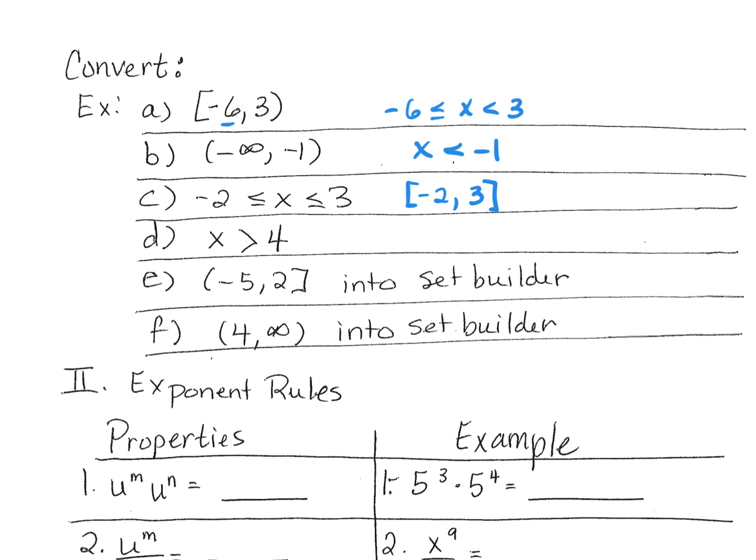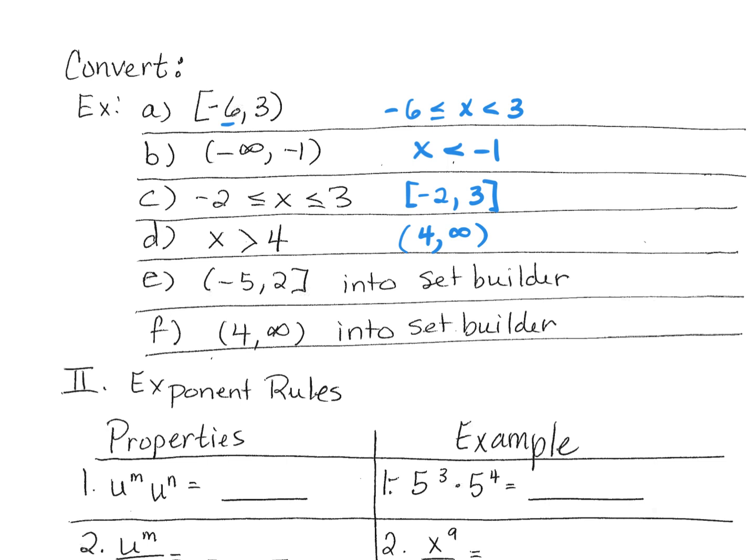Where does it start? 4. Where does it end? Infinity. Good. Now I heard somebody say 5. You can't start at 5. It could be 4.23333 or 4.0000001. So it starts at 4. We just don't include 4, do we? So what goes around this thing? Parentheses. Okay?